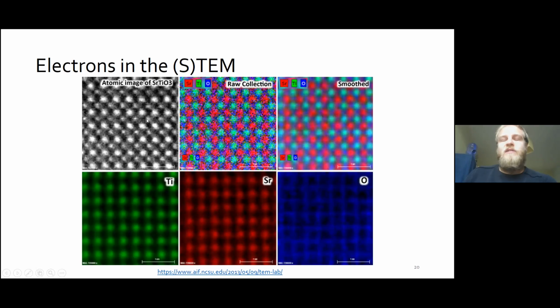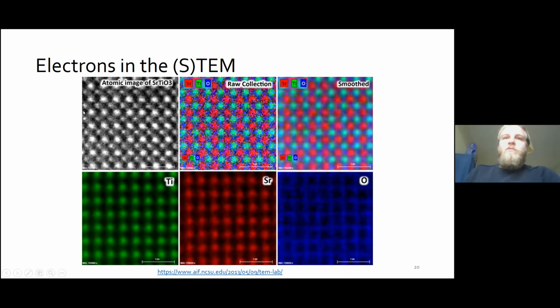So this is a HAADF, so high angle annular dark field image of strontium titanate. It's a different type of very stable perovskite material. You can see some of the spots are brighter than others, and this is because these ones are heavier. The brighter columns are heavier, so they scatter more than the lighter columns. And then the darker ones are oxygen. Oxygen doesn't scatter very much.